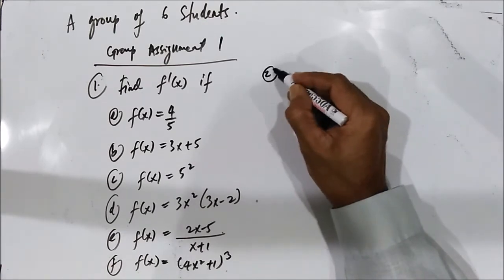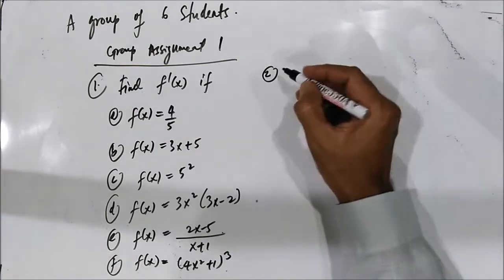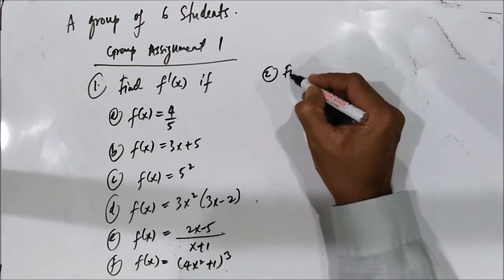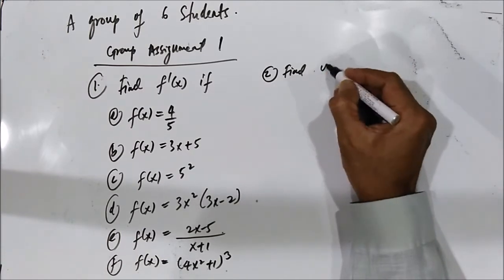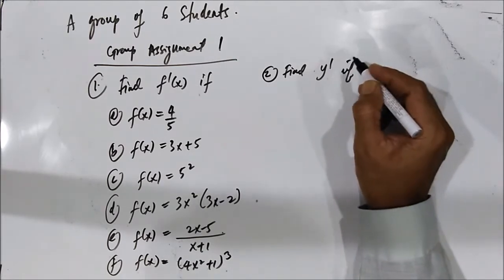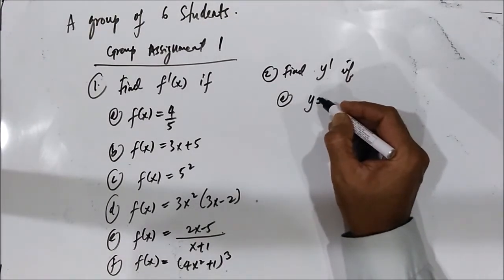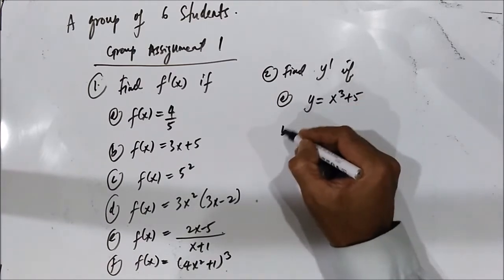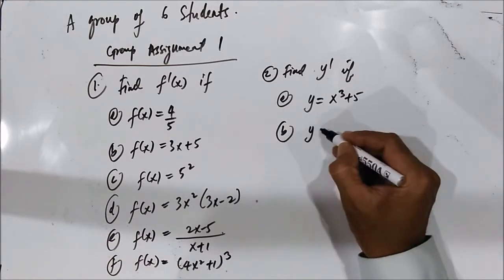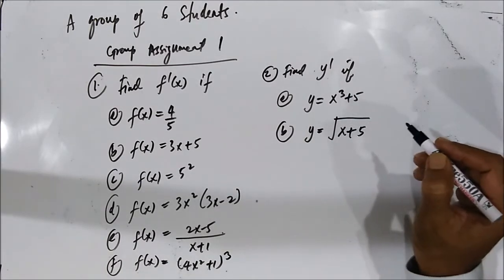Then question number 2. Find f prime or find y prime if A, I have y is equal to x cubed plus 5, and B, y is equal to the square root of x plus 5. Okay.